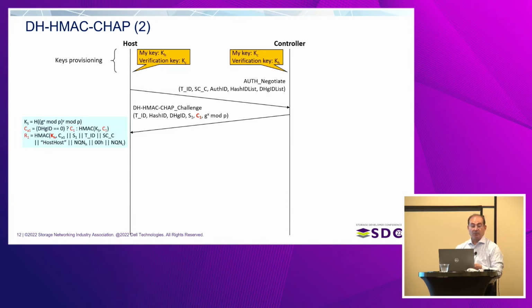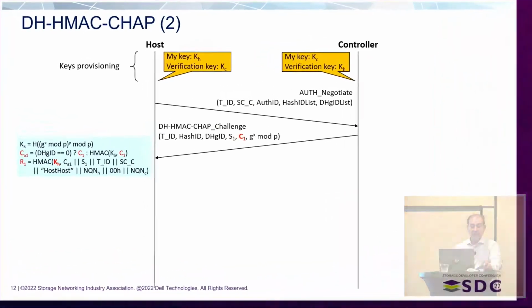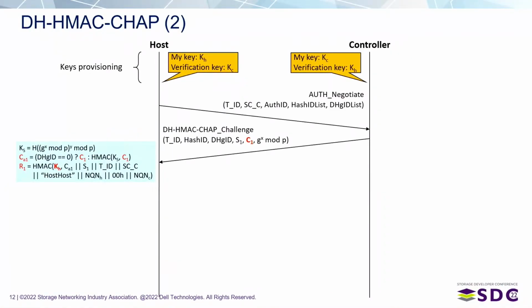What the host does is compute a session key, which is based on the Diffie-Hellman exchange that is happening over there. From this key it computes an augmented challenge. That is how the Diffie-Hellman exchange is used to improve the security of the CHAP protocol. And then it computes the response. As I said, the response is an HMAC using the key of the host, my key, over this set of parameters: the augmented challenge concatenated with the sequence number, concatenated with the transaction ID, concatenated with the secure channel concatenation, concatenated with the string "HostHost", and the NQNs of this transaction, the NQN of the host and the NQN of the controller. That is the response that the host computes to the challenge that has been received.